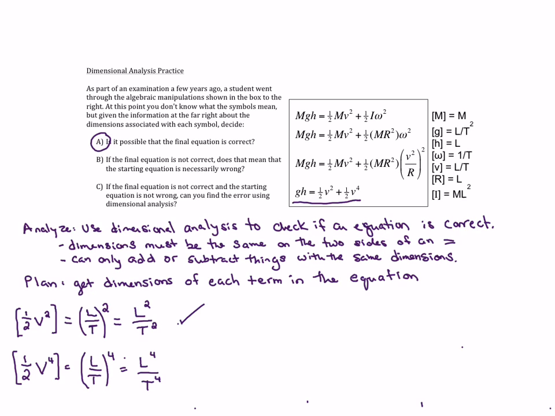And to answer part A, we'd be done, right? It is not possible that the final equation is correct. But since I know that I'm going to be going on to figure out where exactly the problem is, it might be nice to know which one, the half v squared or the half v to the fourth, is the one that doesn't match the other side of the equal sign. Because remember, these two are breaking the rule that you can only add or subtract things with the same dimensions, but we should also make sure that we're complying with the rule that dimensions have to be the same on the two sides of an equal sign. So to do that, I should get the dimensions of the GH.